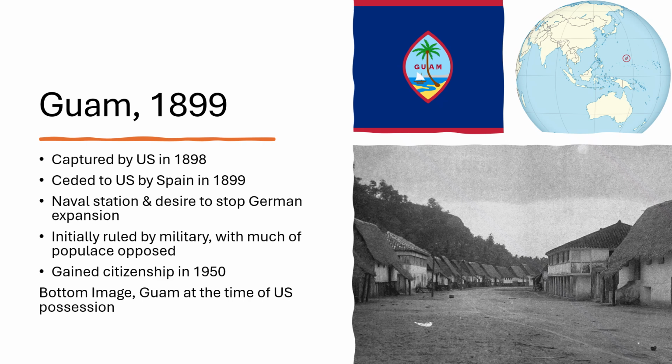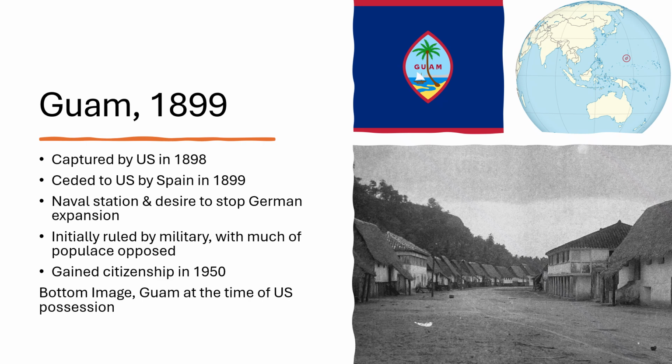Germany is trying to build an overseas empire for itself in the Pacific during this period, and the United States is interested in stopping that, as are other European empires. They want to maintain the balance of power in the Pacific, just as they want to maintain the balance of power in Europe.